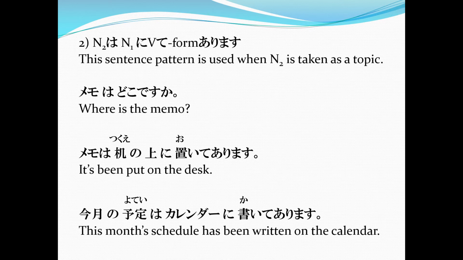So how does this differ from N1 ni N2 ga verb te form arimasu? It's just that the noun 2 here is taken as a topic, while in the previous one, the noun 2 is taken as the object of your verb. Wakarimashita minasan? It might be confusing, but notice that when wa is used with noun 2, it is a topic. But when ga is used with N2 from the previous one, it is taken as the object. I hope you understand and get that.